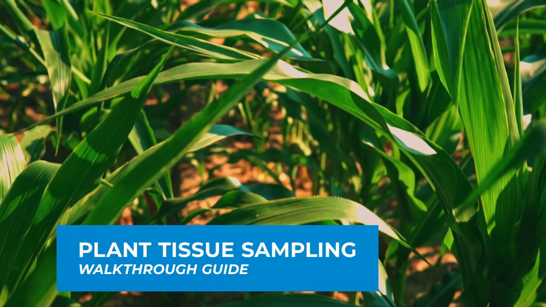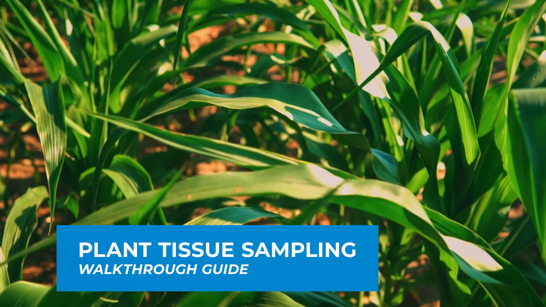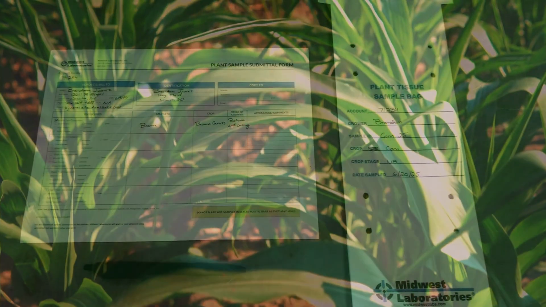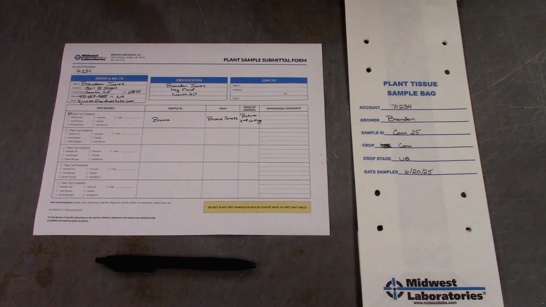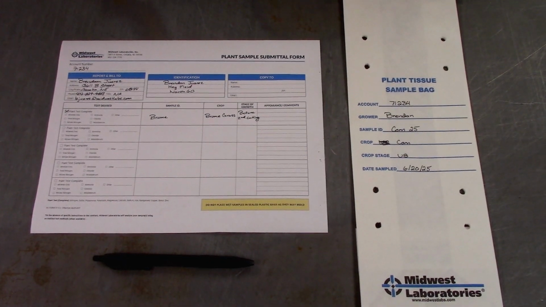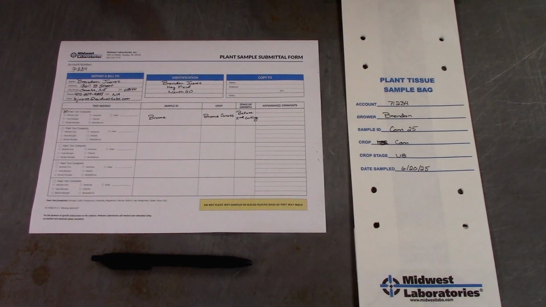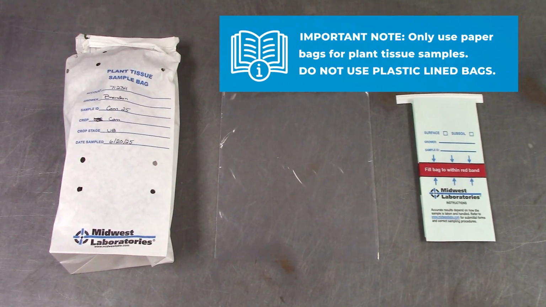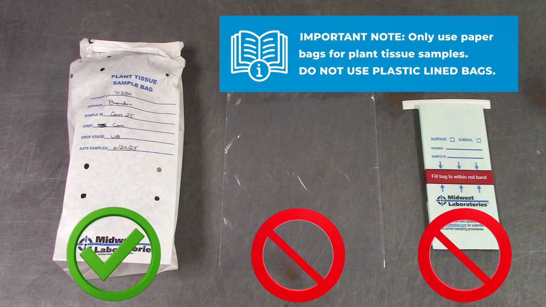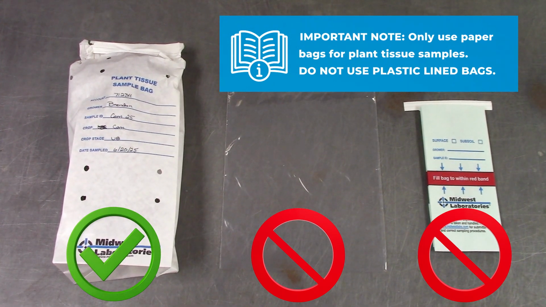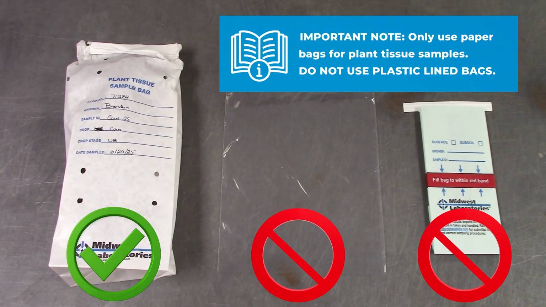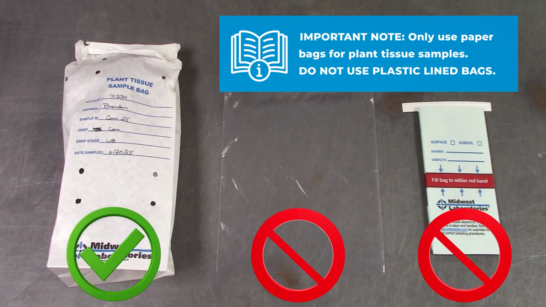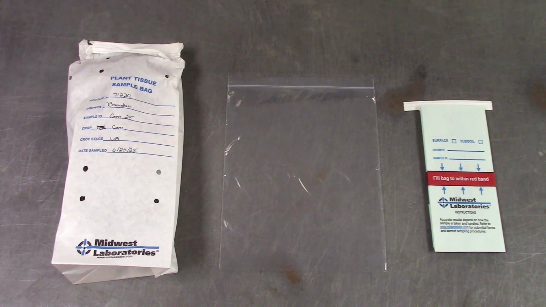Welcome to Midwest Laboratories. Today we will be going over plant tissue sampling and how to send in a sample to Midwest Labs. So the materials that you will require are the plant sample submittal form and a plant tissue sample bag, which is the paper bags. You will not be able to use a Ziploc bag or the soil sample bags. So you want to do a paper bag or one of our plant tissue sample bags. So they have the ventilated holes and they are obviously only made out of paper.